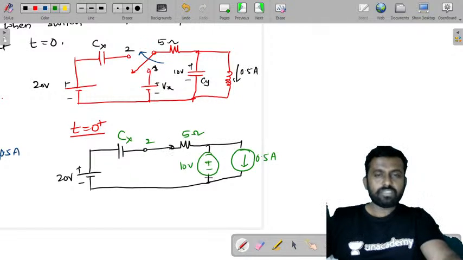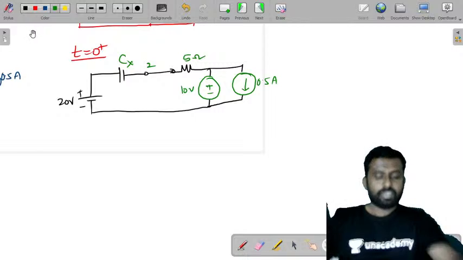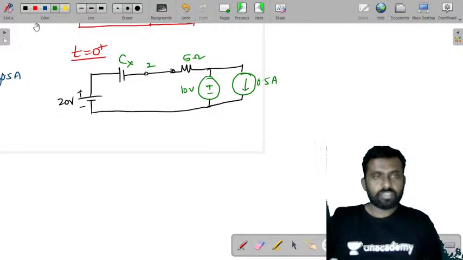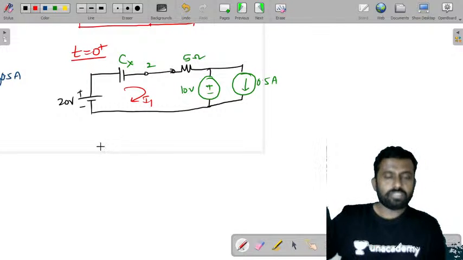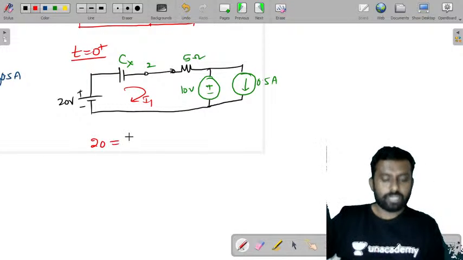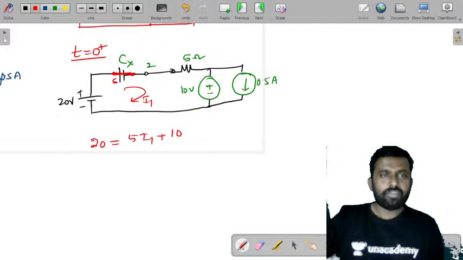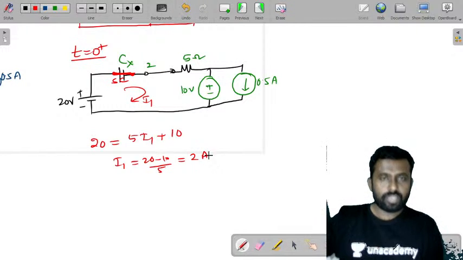Now to this you just need to apply KVL, Kirchhoff's laws. Let's say some current I1 is flowing through this. So you can write 20 is equal to 5 I1 plus 10, because this capacitor, when it is switched, does not allow a sudden change of voltage. It will become a short circuit. So you'll get I1 is equal to (20 minus 10) by 5, which is 2 amperes.